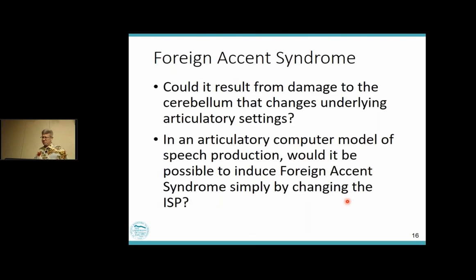Now, this is just another application of this. Could foreign accent syndrome result from damage to the cerebellum that changes the underlying articulatory settings? In an articulatory computer model of speech production, would it be possible to induce foreign accent syndrome simply by changing the ISP? An interesting thing to look at in computer modeling of speech.